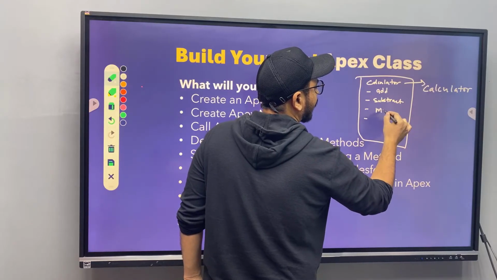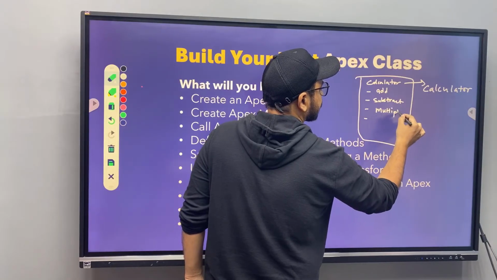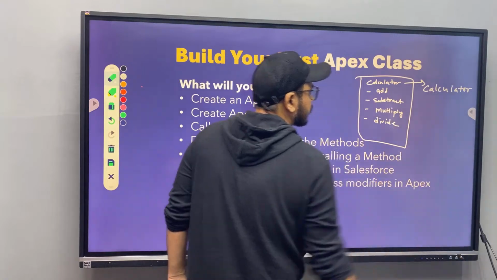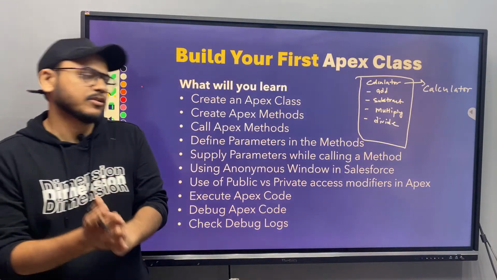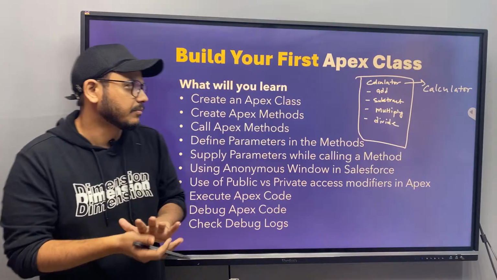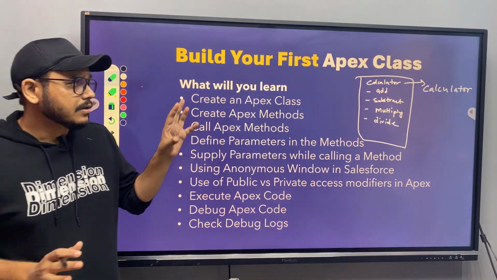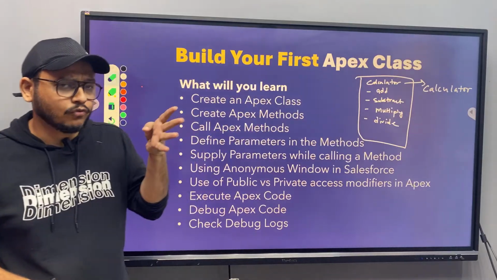Third one will be to multiply two numbers. And the fourth one will be to divide the numbers, or basically divide one number by the other number. Okay, so this is a very simple class that we are going to create with these four methods.